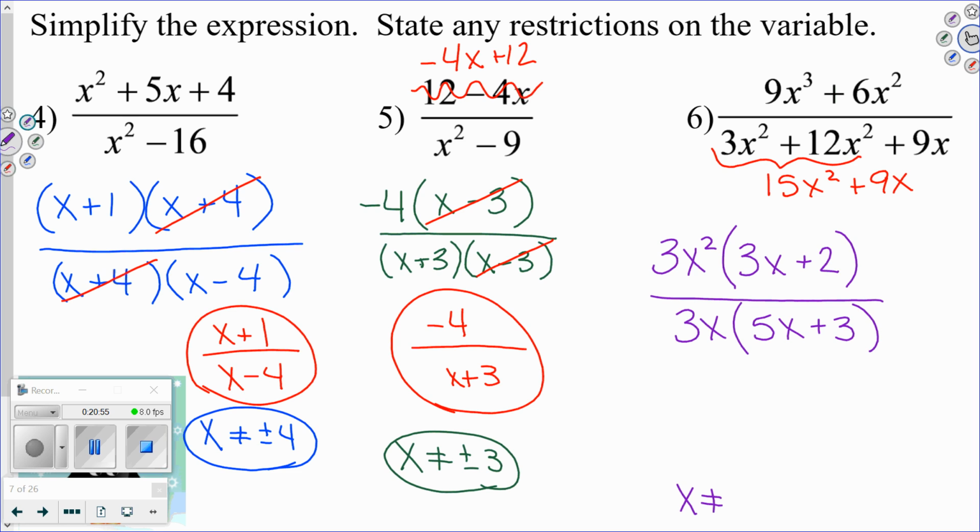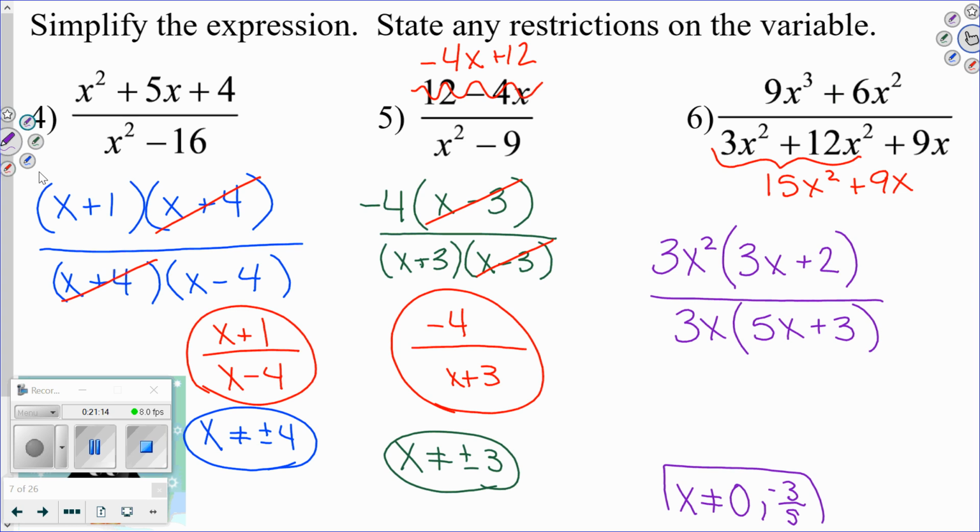Step 2 is what? Restrictions. What can x not equal? Set your denominator equal to 0. So what about this one? That's a 0. And this one? Negative 3/5. So there's my restrictions. So x cannot equal.